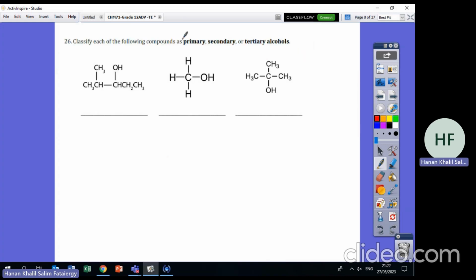Yalla, classify each of the following compounds as primary, secondary, or tertiary alcohol. Pause the video and answer. Okay, now this C carrying the OH has C from this side, C from right, C from left. So this is secondary. This C carrying the OH has no C's around it. This is primary. And this one has 3 C's around it. So this is tertiary.